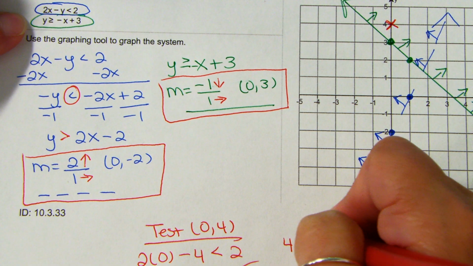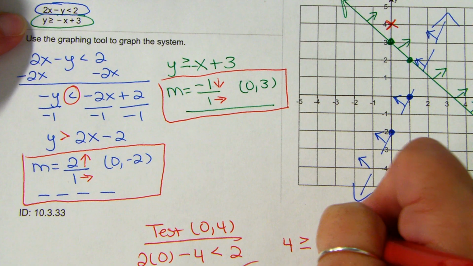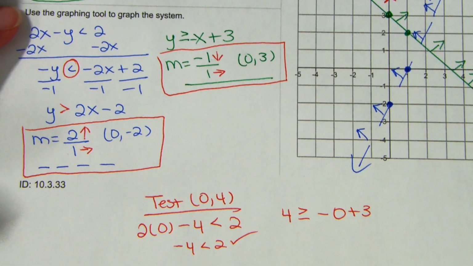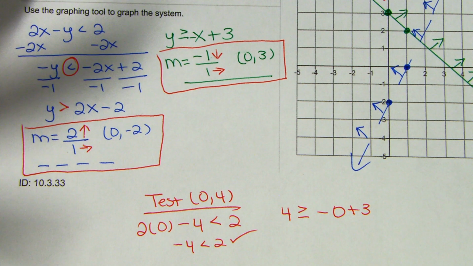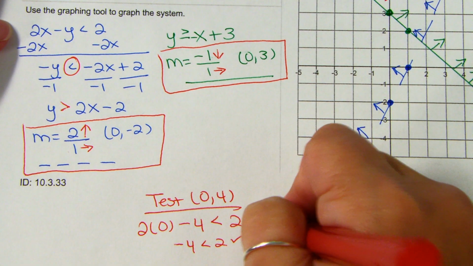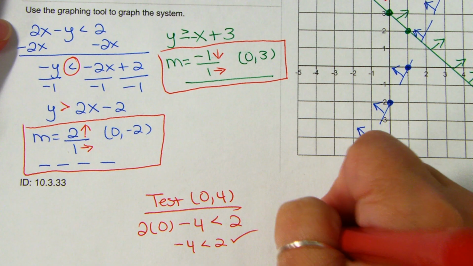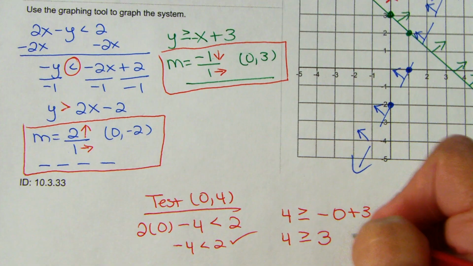You will only ever shade one region, and only one region, regardless of how many different regions you have. So once you find a true statement, you're done and you're good to go. And that's the way you can kind of shorten up these problems a little bit.